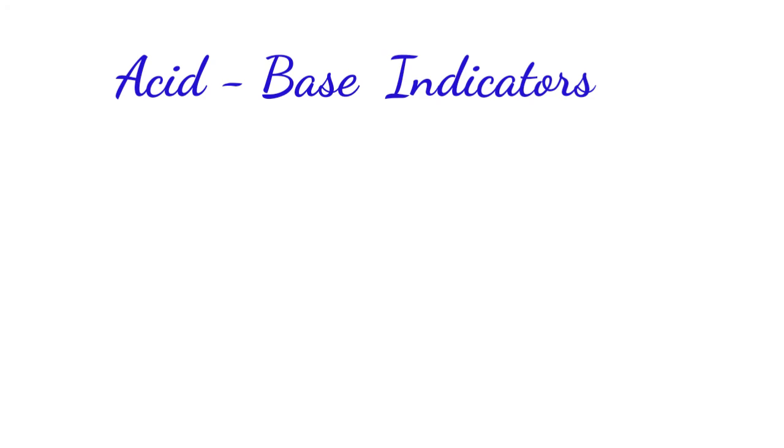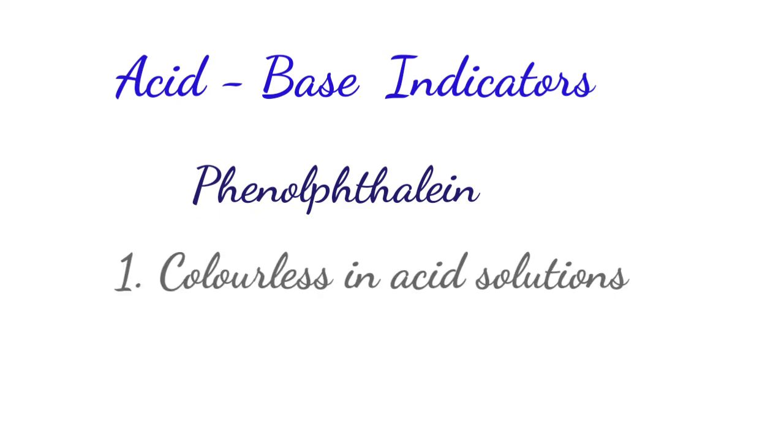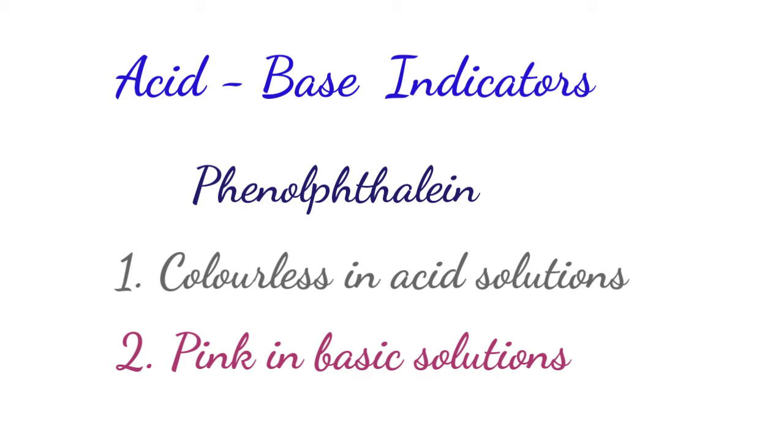Next indicator is phenolphthalein. It is a synthetic indicator. The neutral color of phenolphthalein is colorless. Phenolphthalein indicator is colorless in acid medium, whereas it gives pink color in basic solutions.